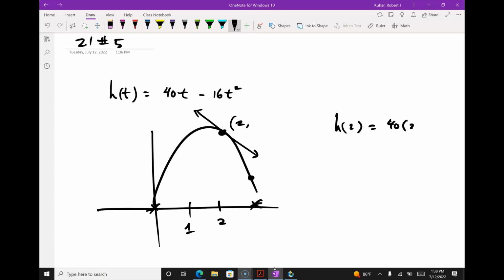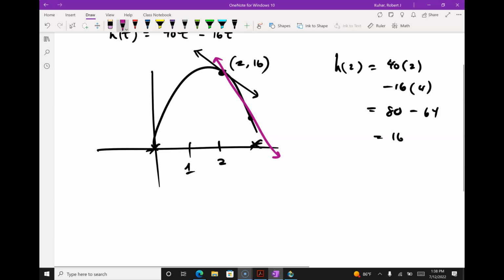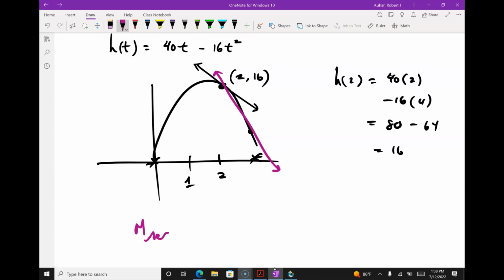Yeah, 40 times 2 minus 16 times 4, right? 80 minus, help me, 64? Yep. So 16, right? So that's our, we're interested in that slope of the tangent line, but we got to get it from the secant line. So what's our secant slope going to be?